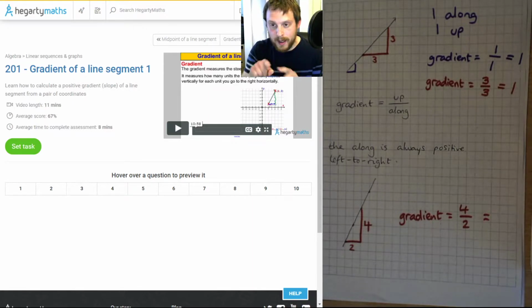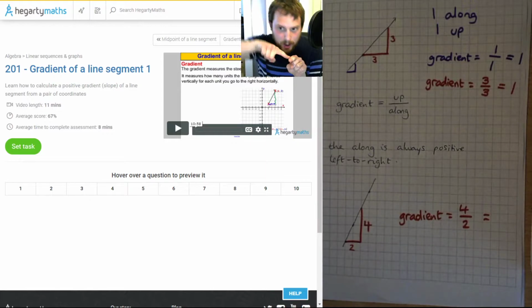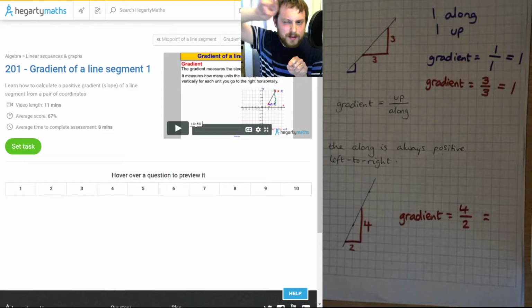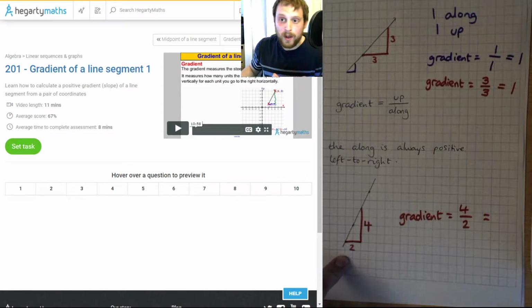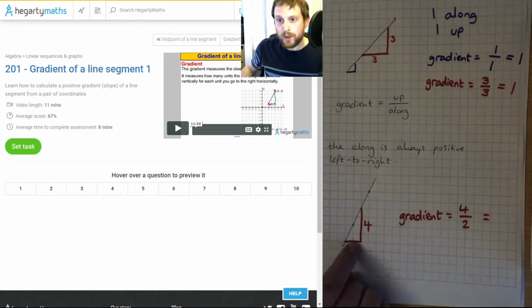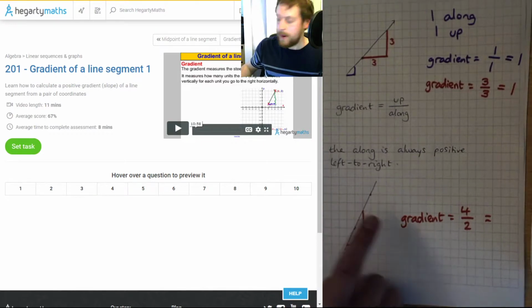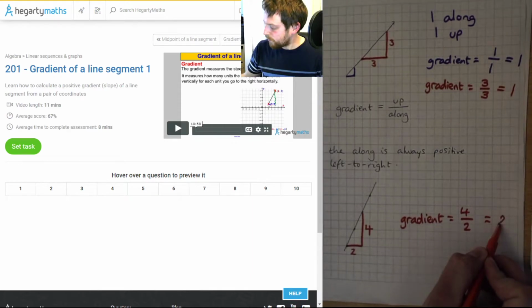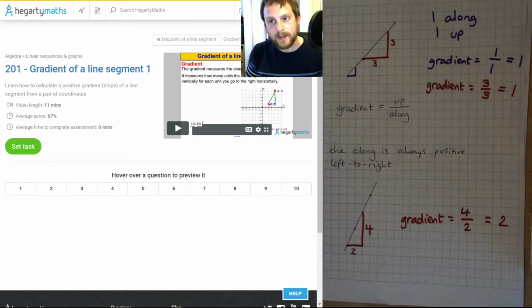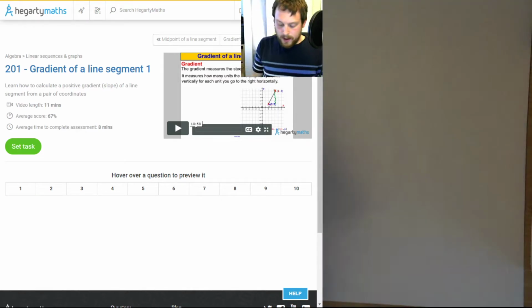What's important is however far along you choose, you have to now go up till you get back onto that straight line. That's important. So I chose to go 2 along because you can make that choice, which meant I had to go 4 up. 4 divided by 2 is 2. So that line there has a gradient of 2. I'll do one more and then we'll have a look at some Hegarty questions.